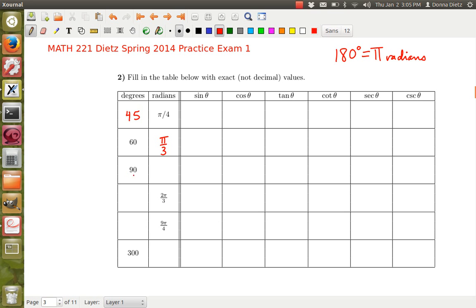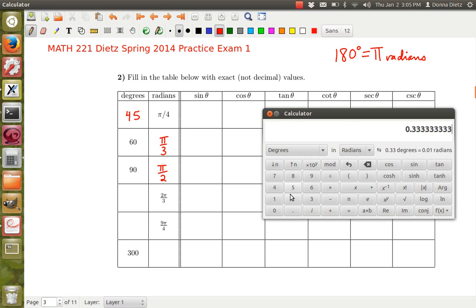Same process for 90. To get from 90 to 180, you just multiply by 2. So this must be the pi over 2, right? Is this correct? So think about it. If you put the pi here for 180, 180 over 2 is 90. Yep. All right, let's see. 2 times 180 over 3. 2 times 180 over 3. 120.